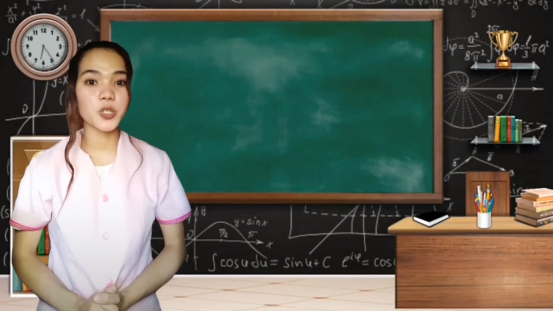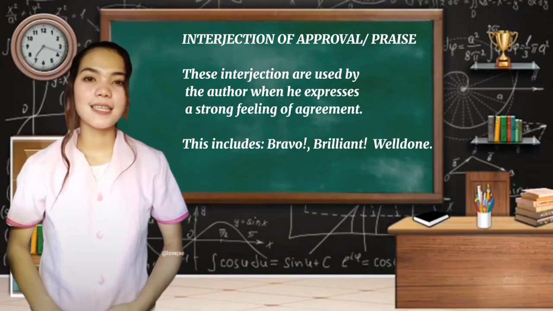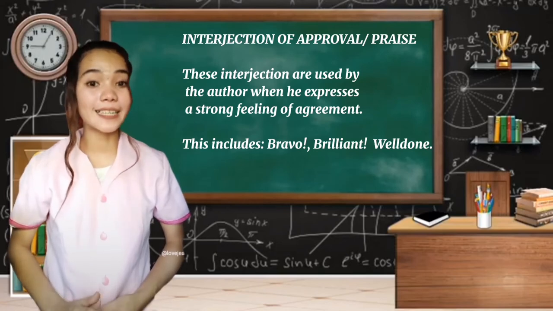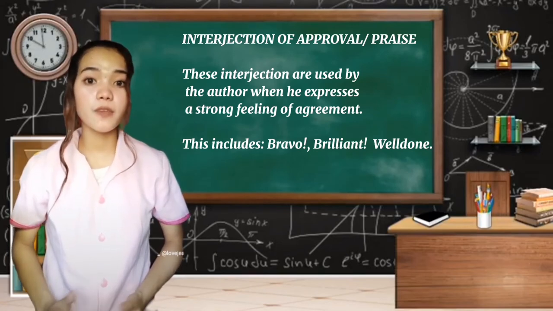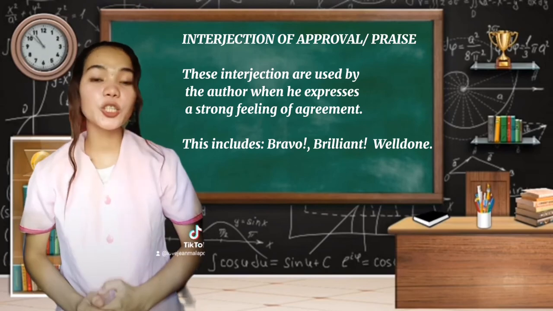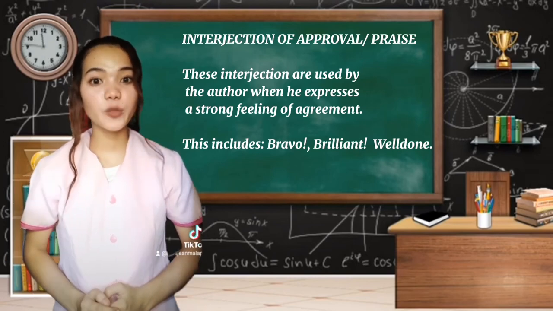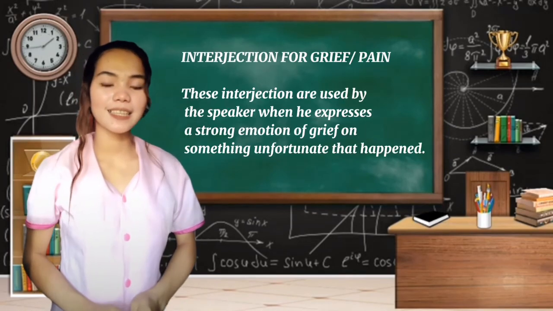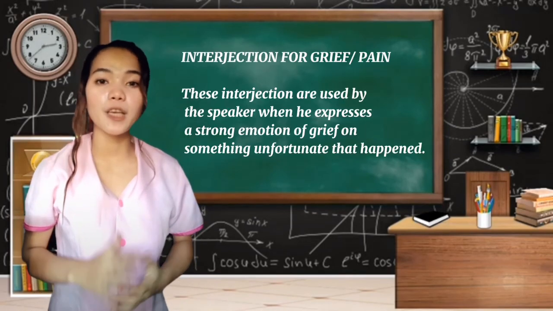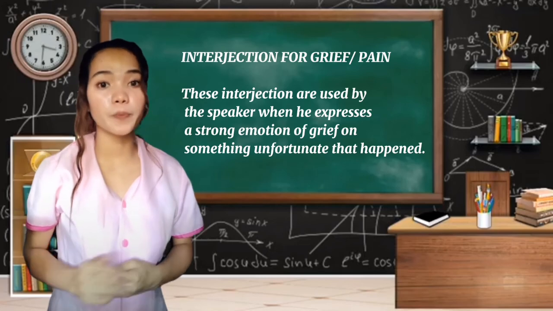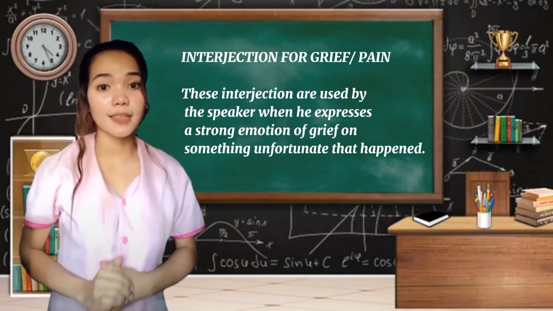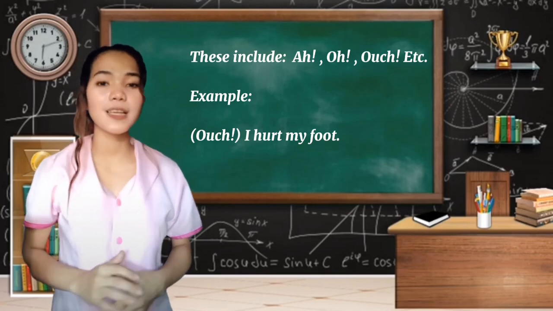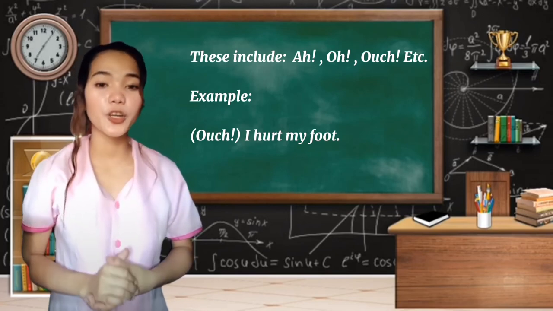Next is the interjection of approval and praise. These interjections are used by the author to express strong feeling of agreement and praise on something that happened. These include bravo, brilliant, and well done. Next type is the interjection for grief and pain. These interjections are used by the speaker to express strong emotion of grief on something unfortunate that happened. These include oh and ouch. For example, ouch, I hurt my foot.